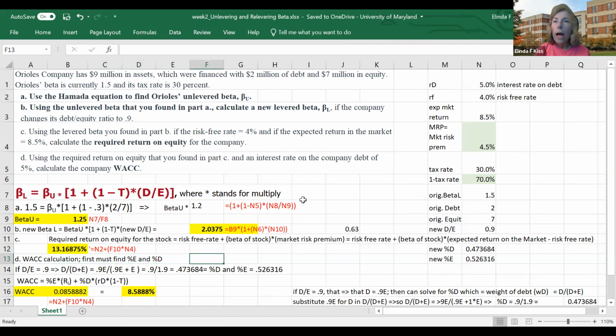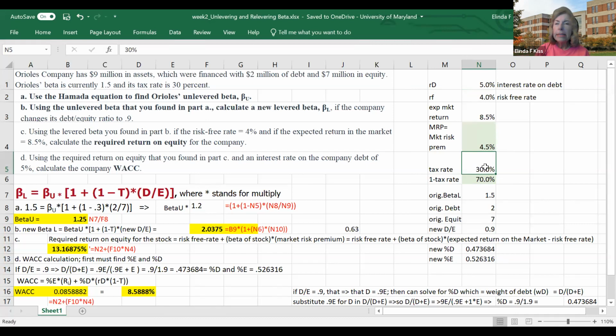To calculate the WACC, weighted average cost of capital, we need the new cost of debt, which is given in cell N1 as 5%. We also need the corporate tax rate, which is given in cell N5 as 30%. And we need the percentage of debt and the percent of equity. In our financing, we are assuming that this company does not use preferred stock, only debt and equity.